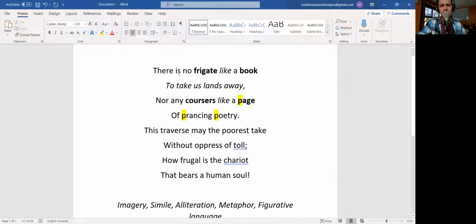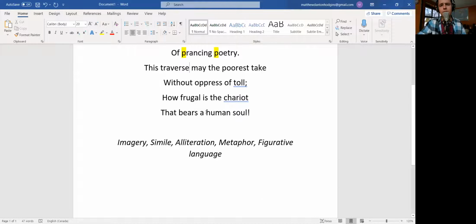So again, we're going back into the frame of mind of traveling, right? Taking us lands away, going far away, going off in the distance. We want to traverse the full distance. So this traverse may the poorest take. Okay, so now this is where I think we're starting to talk about money, right? The poorest person will not have money, but this traverse may the poorest take without a press of toll. So this word here, toll, you may have heard of a toll booth before. That's a booth that as you drive up to it, you have to put some money in so you can go through, right? It's like the price, the cost of going someplace.